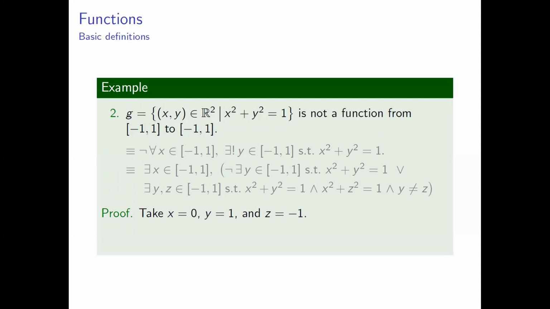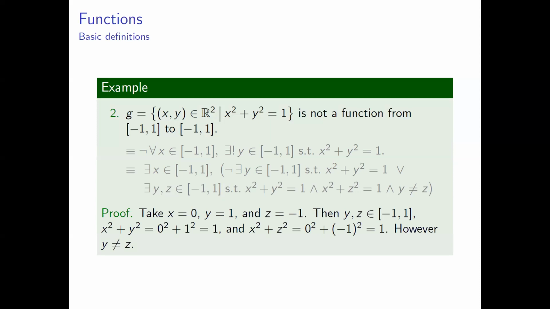Indeed, take x to be 0, y to be 1, and z to be -1. Then both y and z are numbers in [-1, 1], with x² + y² = 1, and x² + z² = 1. However, y is not equal to z. So G is not a function from [-1, 1] to [-1, 1].